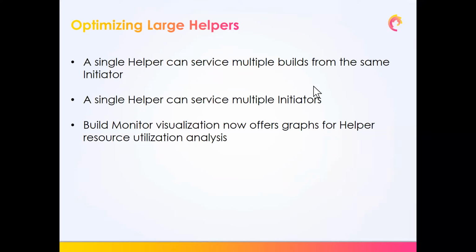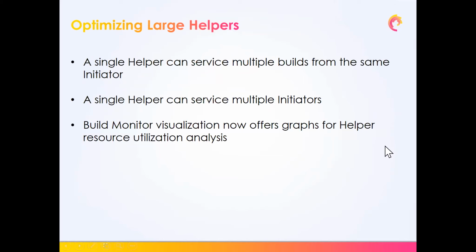So not only build nodes, but also multiple developers. So if you have helpers with 64 or 40 core machines, they'll be able to split their cores between multiple initiators, multiple developers, or build nodes. Another thing that we added that relates to that is the ability to see in your build monitor everything that's going on your helper machine, similar to the graphs that we offer right now for the initiator.